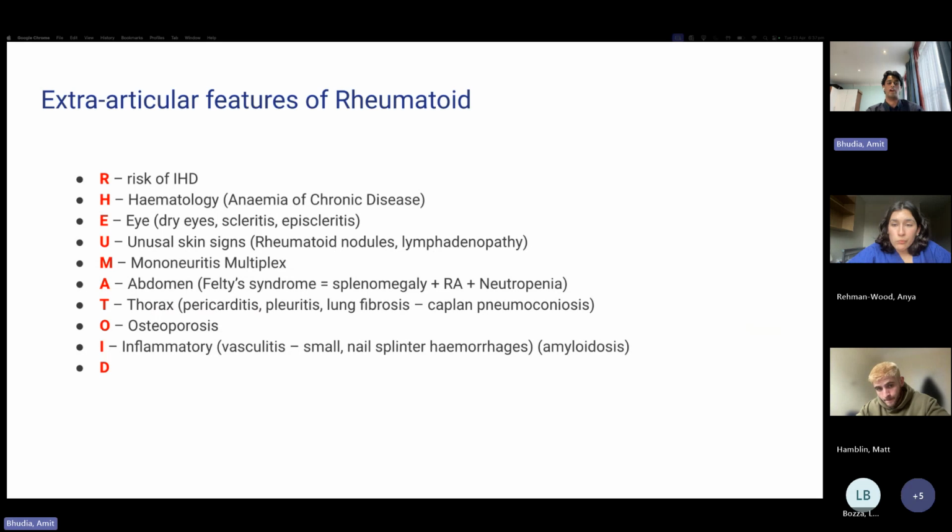And then you get thorax symptoms. So it's a cause of pulmonary fibrosis, and then specifically Caplan pneumoconiosis, Caplan syndrome. So that's when pulmonary nodules develop in patients with rheumatoid arthritis that have been exposed to coal, silica, and asbestos dust. You can also get osteoporosis and then other inflammatory conditions like vasculitis and amyloidosis.